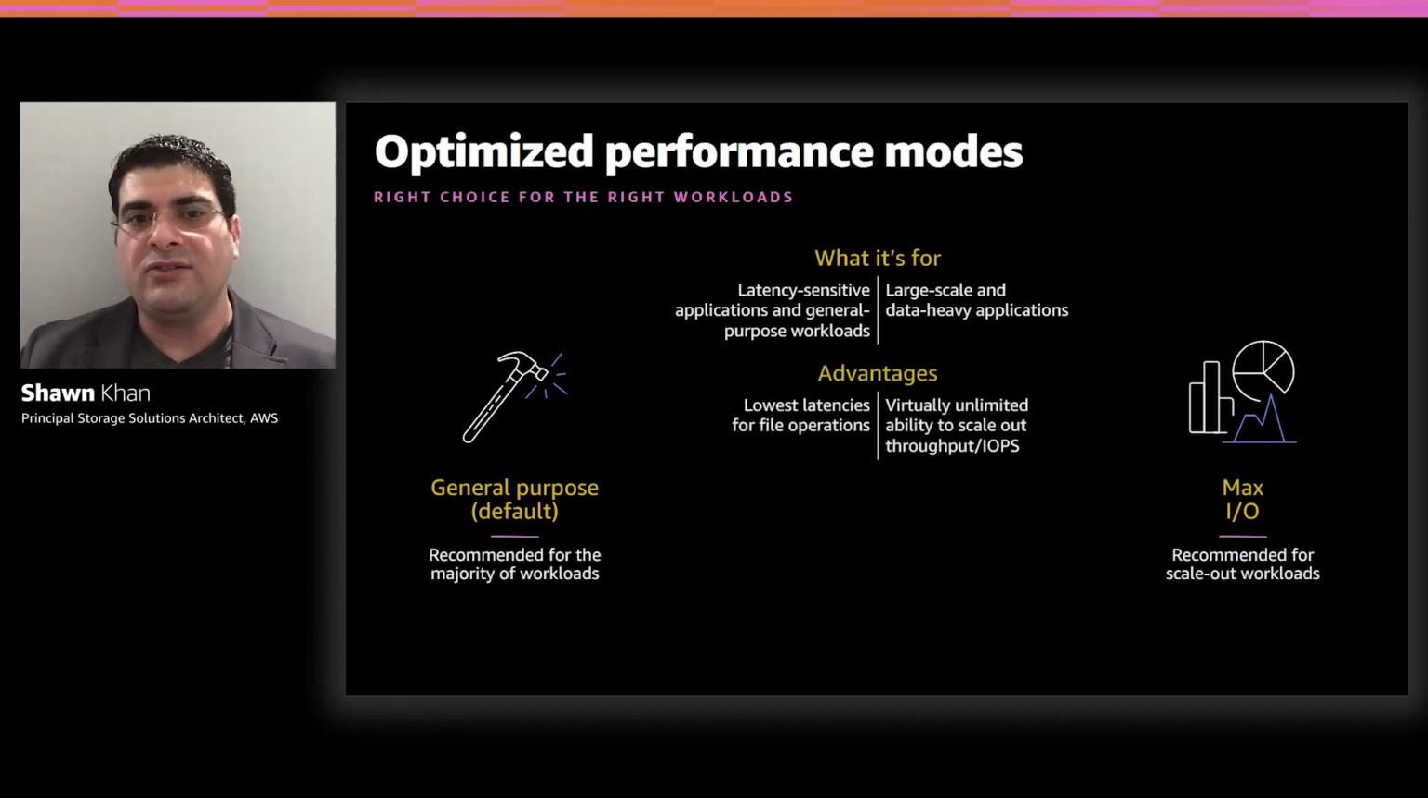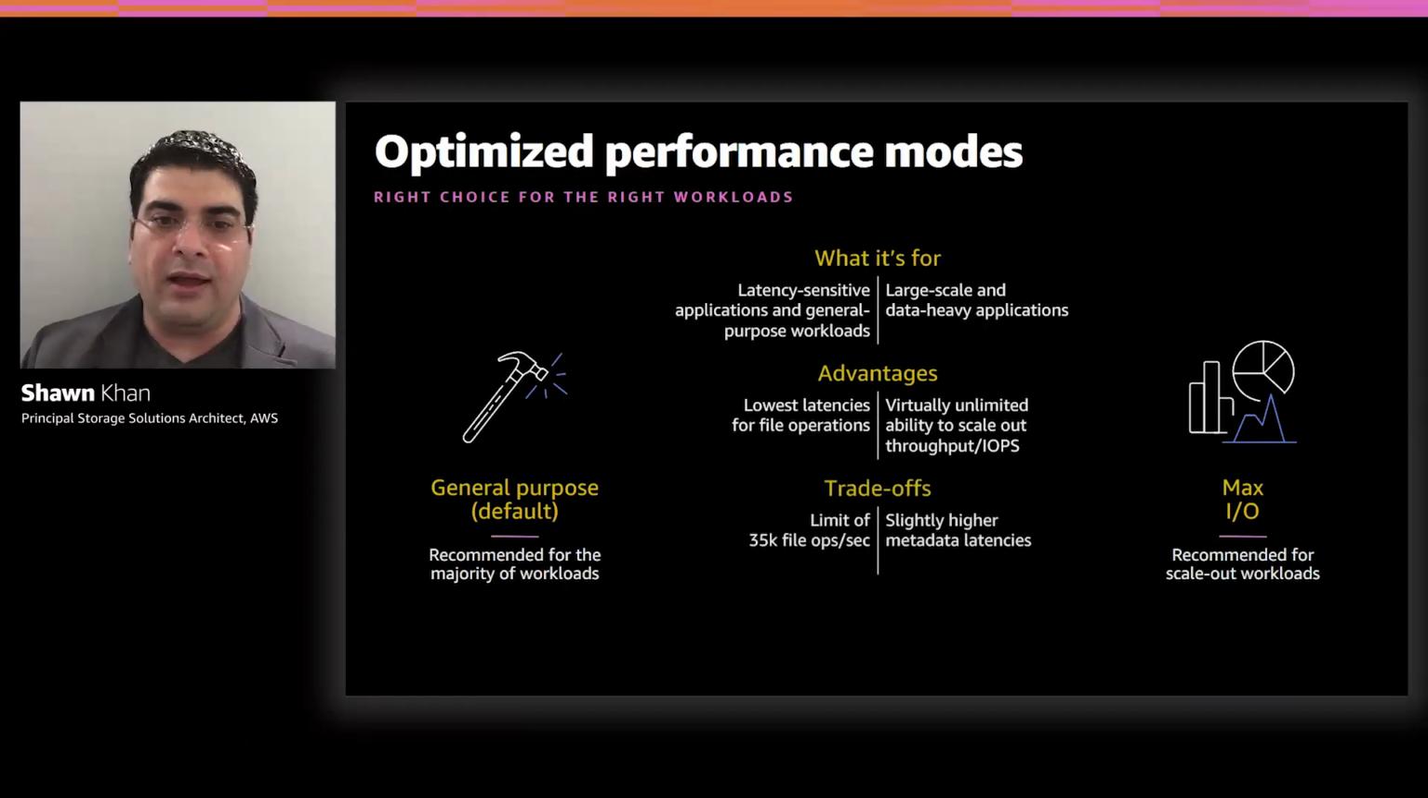And what are some of the advantages? The advantage of general purpose is that it's fit for a larger type of workloads that require low latency for file operations. And max IO is typically used for scale out applications or applications that need scale out performance. Some of the trade-offs: the trade-off for general purpose is that there's a limit of 35,000 file operations per second, and the trade-off on the max IO side is that there is a slightly higher latency for metadata operations.